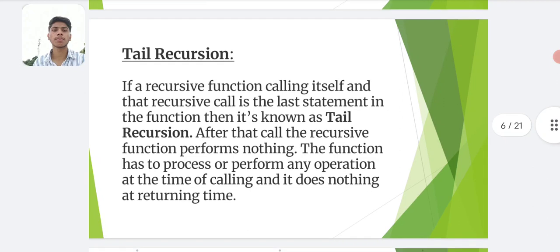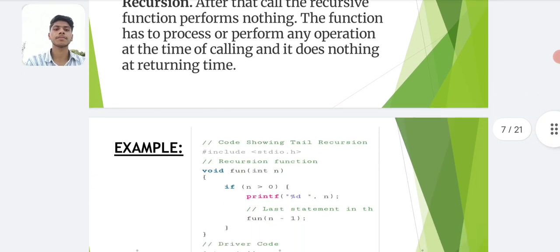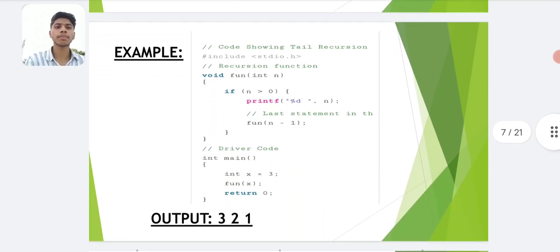First we'll learn about tail recursion. If a recursive function is calling itself and that recursive call is the last statement in the function, then it's known as tail recursion. After that call, the recursive function performs nothing. The function does not have to perform any operation at returning time. So this is the example.